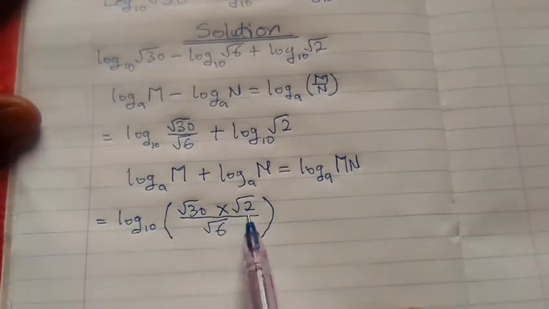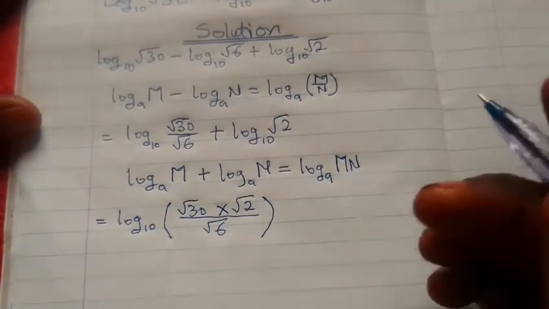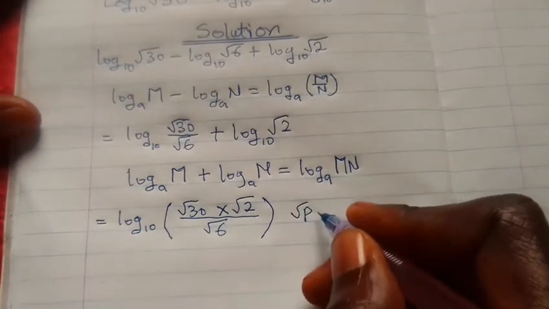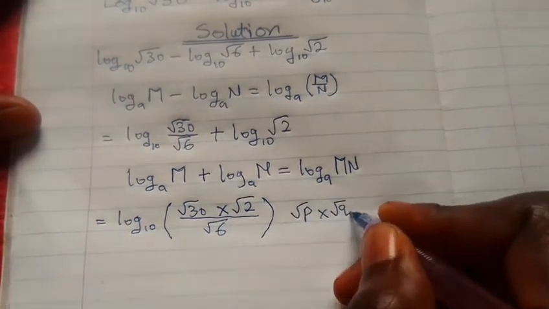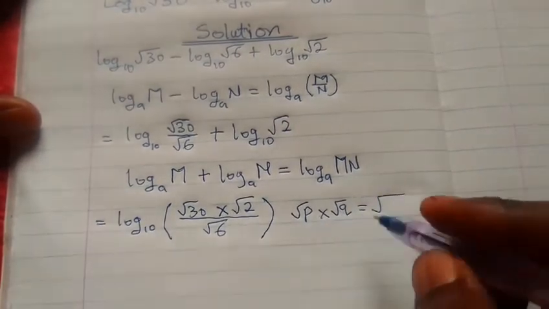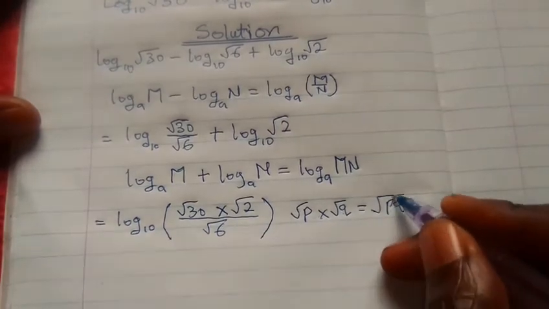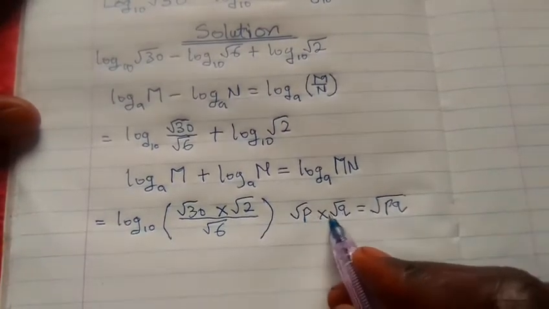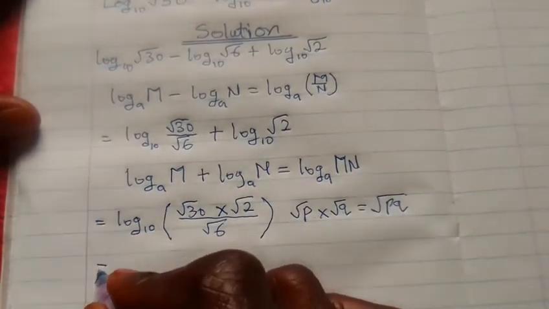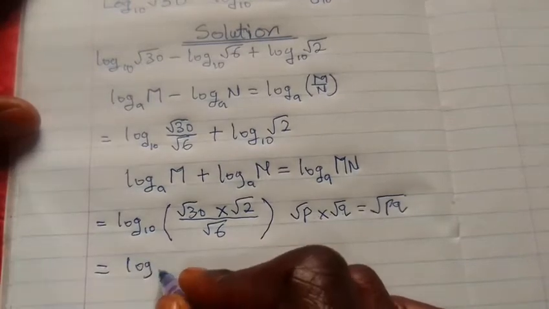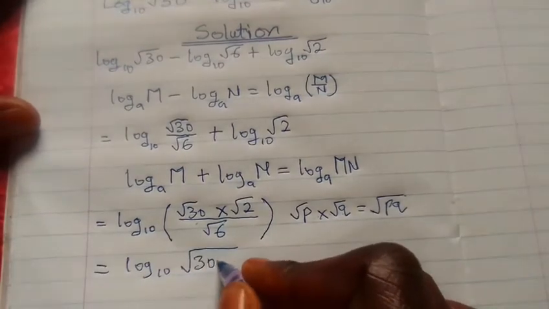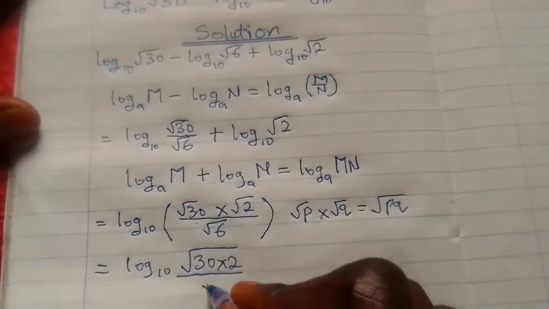How do we multiply these first two terms here? We are going to apply one of the laws of indices. And that law states that if I am multiplying root P by root Q, then all I have to do is to take these two numbers and multiply them under one root sign. So instead of having separate root signs, we collect the numbers into one root sign and multiply them under it. Applying that law, here I'm going to have log base 10, then this will become 30 multiplied by 2, everything upon root 6.